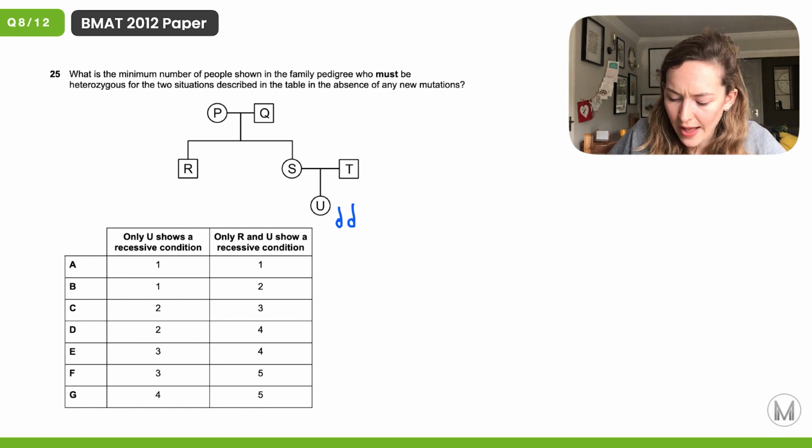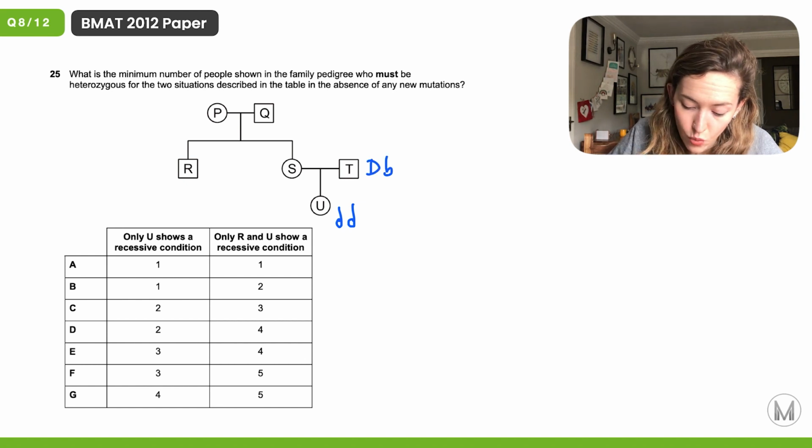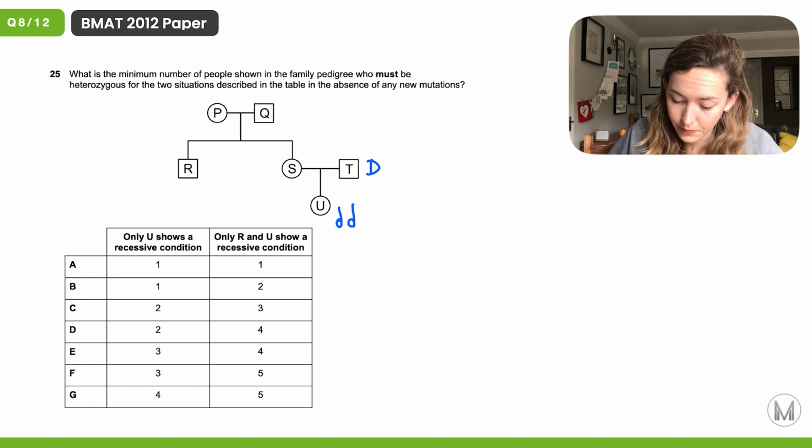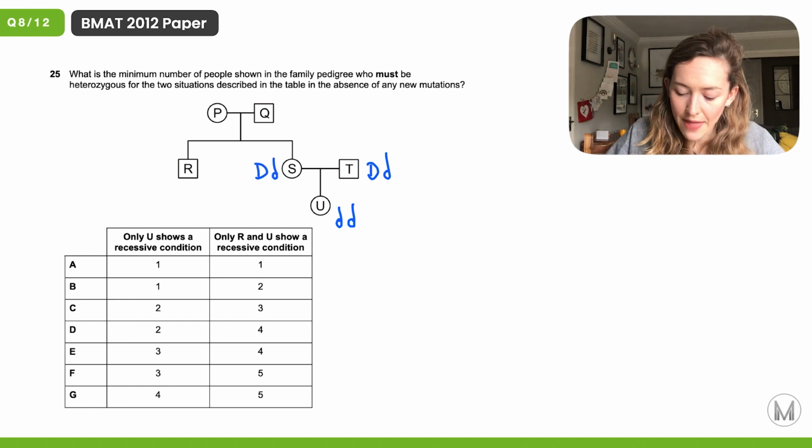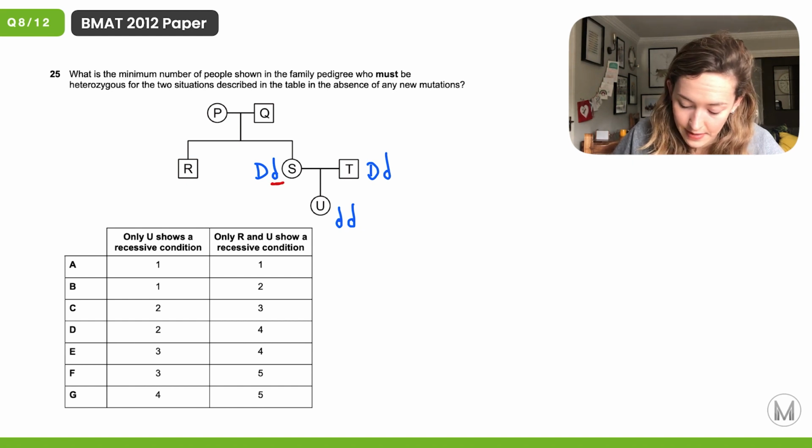So for you to have obtained 2 recessive alleles, it must have picked them up from its parents. And its parents cannot have the disorder because we've just said only U has it. So they both need to be heterozygous. Okay, and then we need to think in terms of S. How is S going to pick up that allele? Because it's still got it. It still has this recessive allele in order to pass it down.